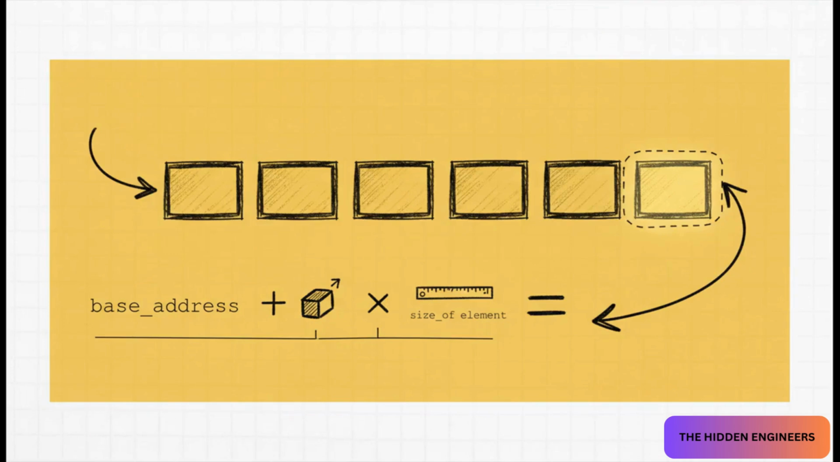And because of this perfect layout, the computer can pull off a kind of magic trick. To find any element, it doesn't have to search around. Nope, it just does a little bit of super simple math. It takes the starting point of the array, that's the base address, and just adds the index you want multiplied by how big each element is. And boom, it gets the exact location instantly.